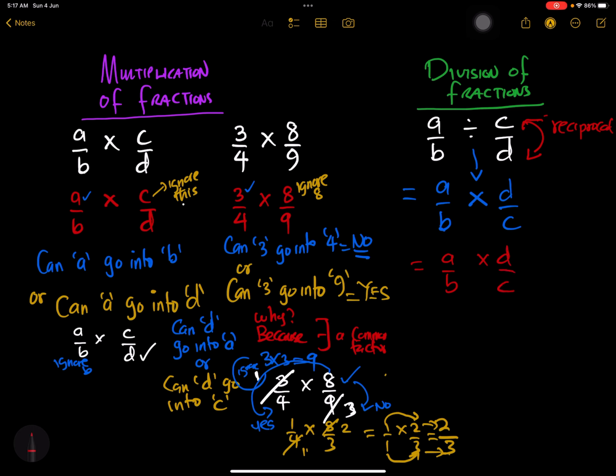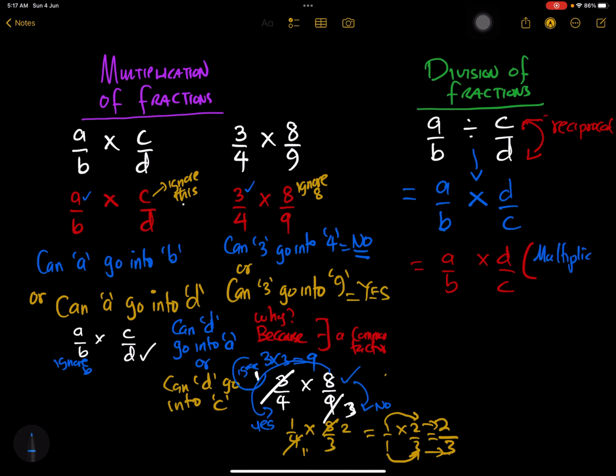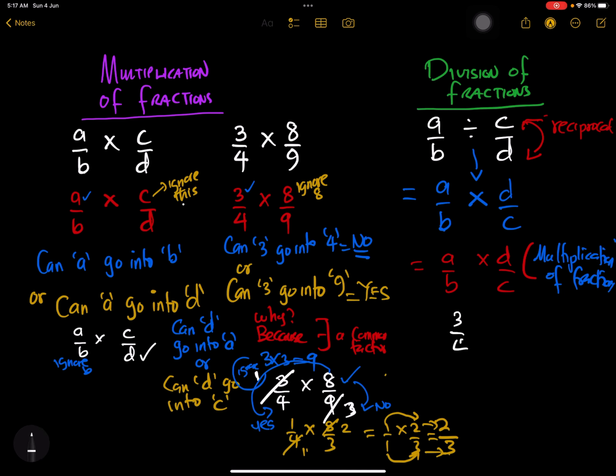So once we have a over b multiplying d over c, the next thing is easy. It becomes what? Multiplication of fractions, which we have done. And you apply the rules that we have gotten from multiplication of fractions. So let's imagine that we have an example. Let's say we have 3 over 4 divided by 1 over 8.